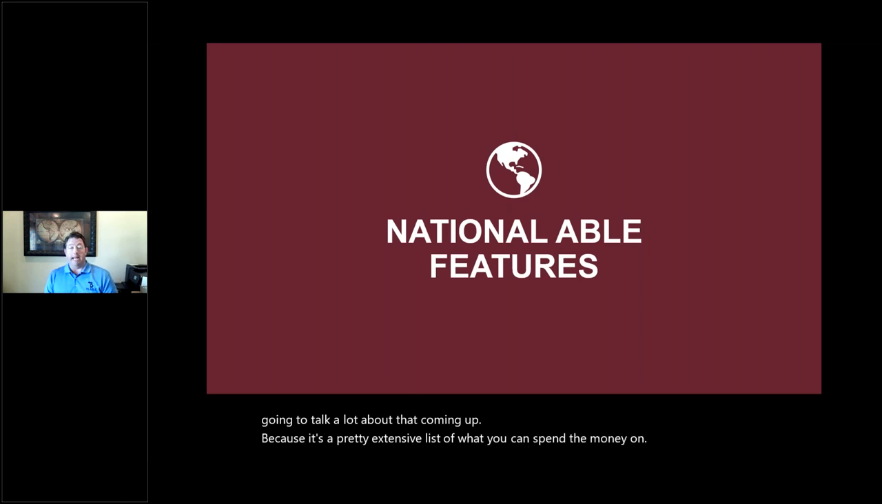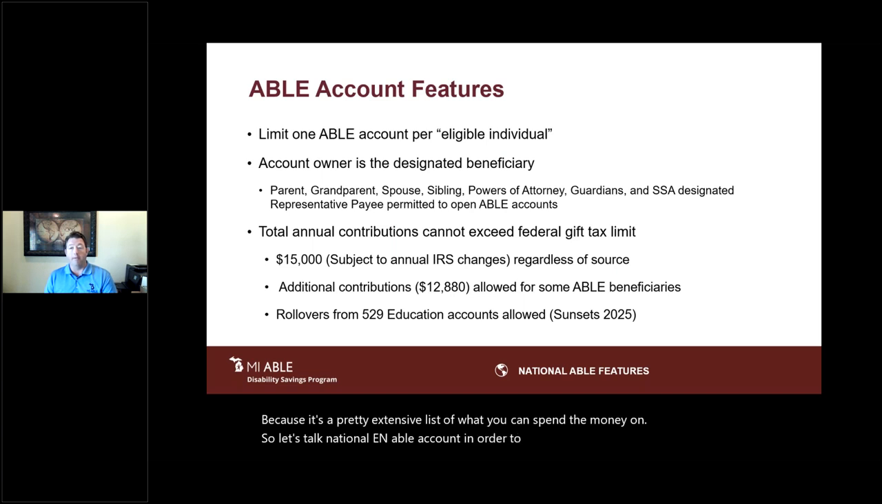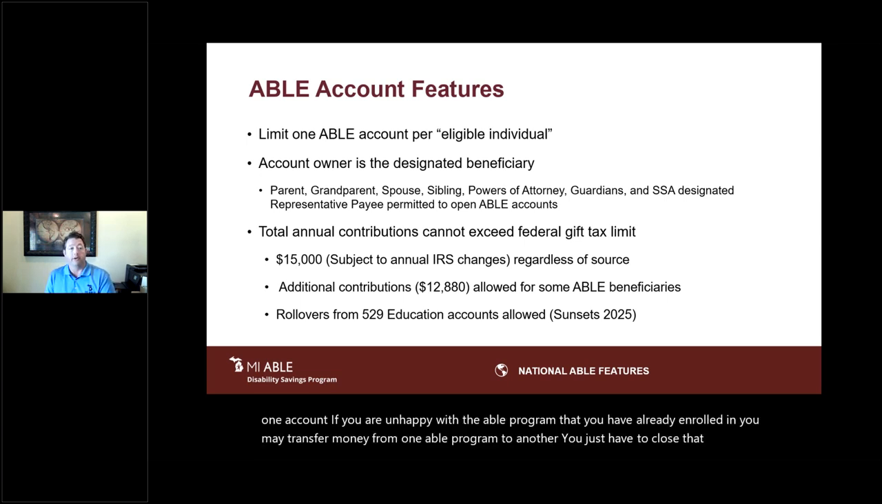So let's talk nationally. An ABLE account, in order to be a qualified ABLE account, it must be housed within the state, which is why the state of Michigan is sponsoring our ABLE program. You couldn't go to a bank or a credit union or a financial institution and say, I want to open an ABLE account. They probably will not know what you're talking about, but they have to be sponsored by an individual state. So this is Michigan's program. The rules are you're limited to one per eligible individual, which means if you have an ABLE account, you can't open another account somewhere else. You need to stick with one account. If you are unhappy with the ABLE program that you have already enrolled in, you may transfer money from one ABLE program to another. You just have to close that account after the money has been transferred.